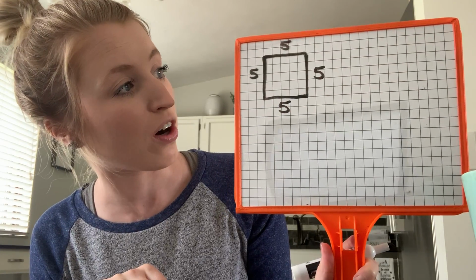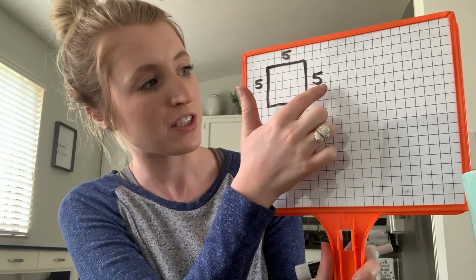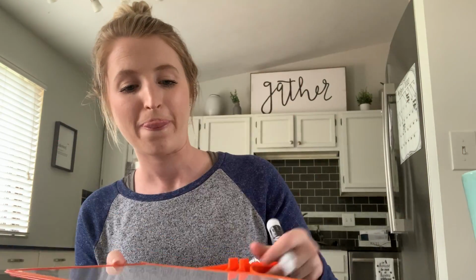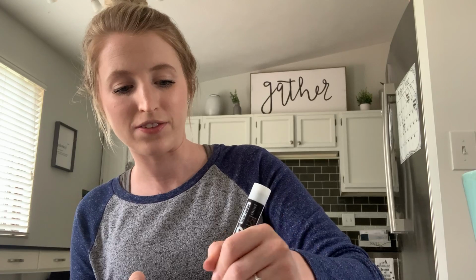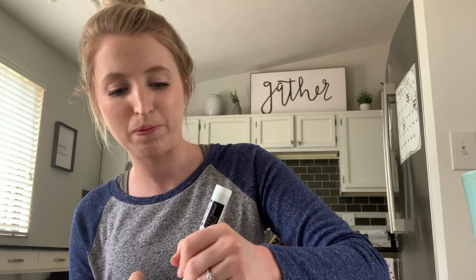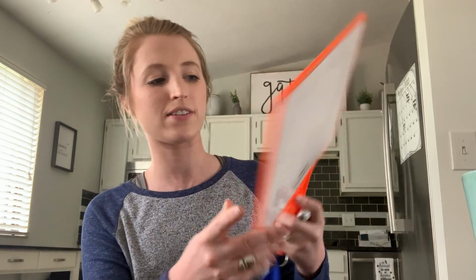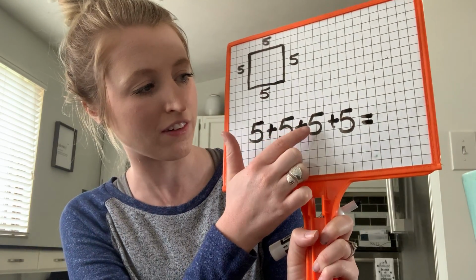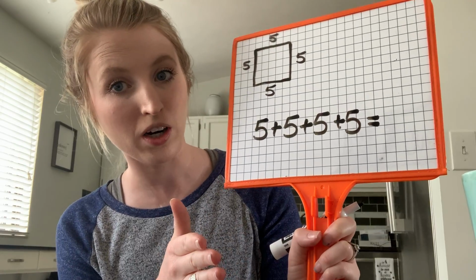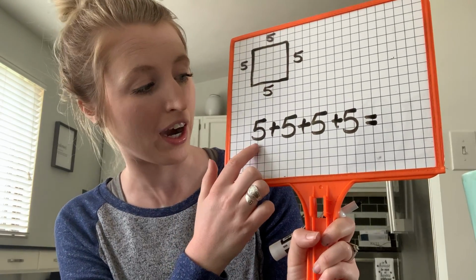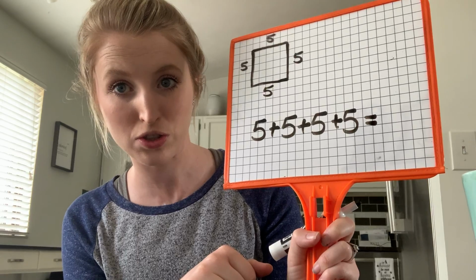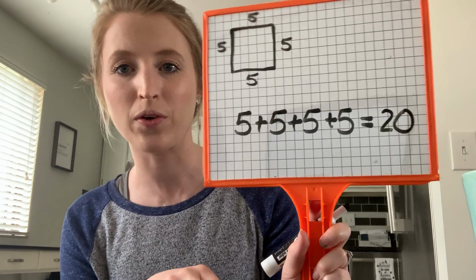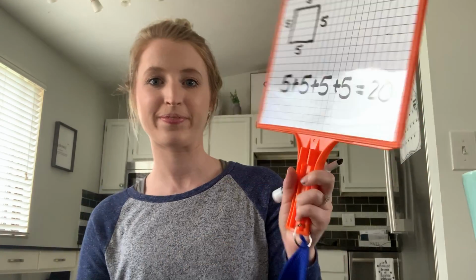So if I add all 4 sides, 5 plus 5 plus 5 plus 5, I'll find my perimeter. 5 plus 5 plus 5 plus 5 equals, and we can count by 5s 4 times: 5, 10, 15, 20, or you can multiply. You could do 5 times 4, which is 20. So the perimeter of this square would be 20. Okay?